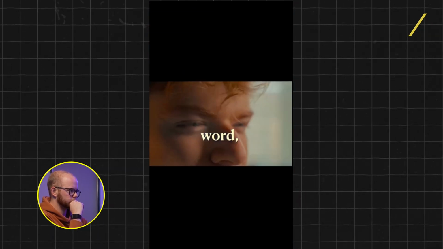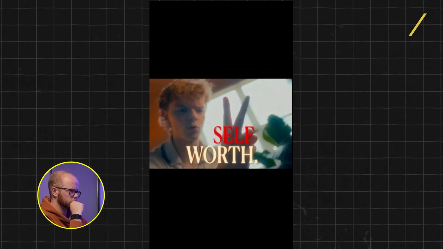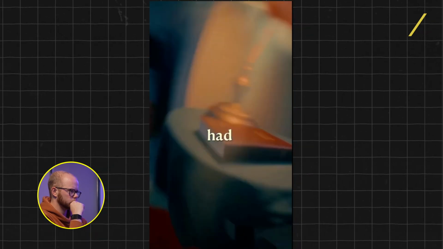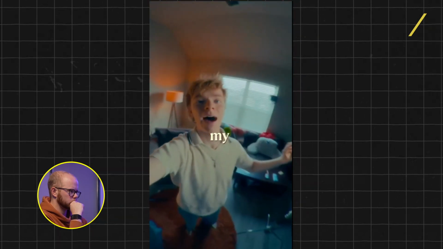But there was one word, just one word that I could never catch. Self-worth. Wait, but it was around 2 years ago. I had enough. I cracked open this old book, and let me tell you, it changed my life.